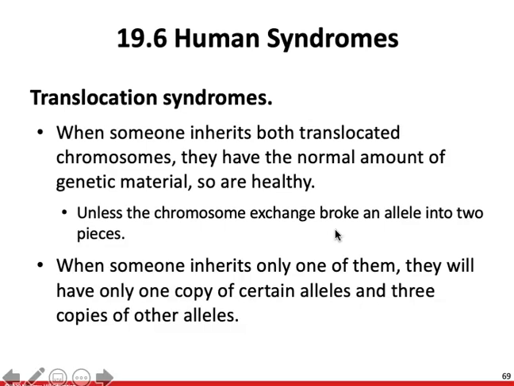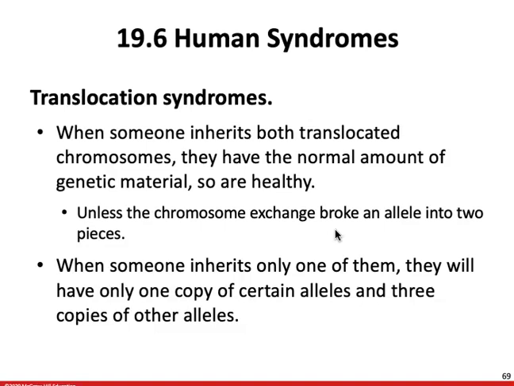There are also translocation syndromes. When an individual inherits both translocated chromosomes, they could have the normal amount of genetic material, so they're perfectly healthy. So if we end up with an individual who has a red cap on a blue marker and a blue cap on a red marker, usually we're not going to have any issues because all of those genes are still present. They're in the wrong location, but they're there. Unless the chromosome exchange broke an allele into two pieces, we're going to see the individual is okay.